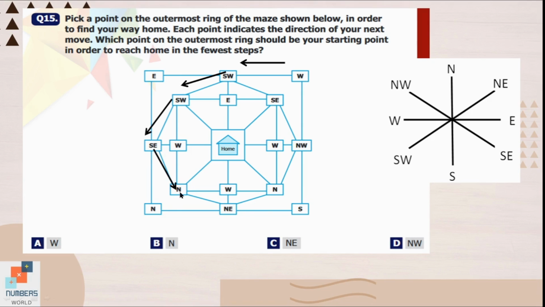We will go upwards towards the north side and reach west. After taking a turn towards the left side, we will be at southeast. So you may notice that it's a loop. So option A is incorrect. Now let's check our option B.